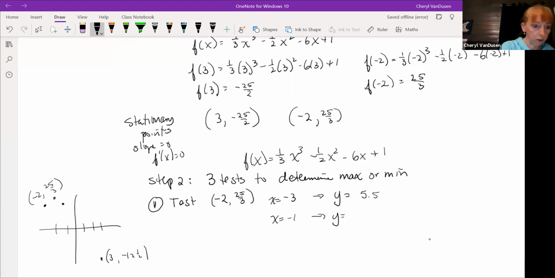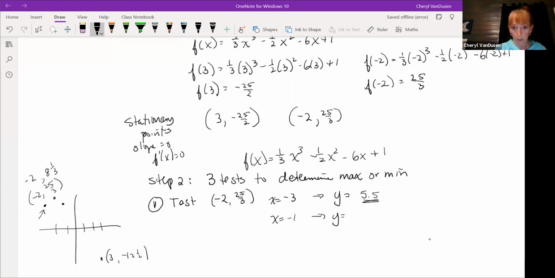Now again, if this is easier over here on the left-hand side, that's minus 2 and 8 1/3. Okay, so again, this is below, so it's about here. And then let's do x equals minus 1. I suspect we're going to get 5.5 because I think we're going to have some symmetry. But anyway, let's just do it.